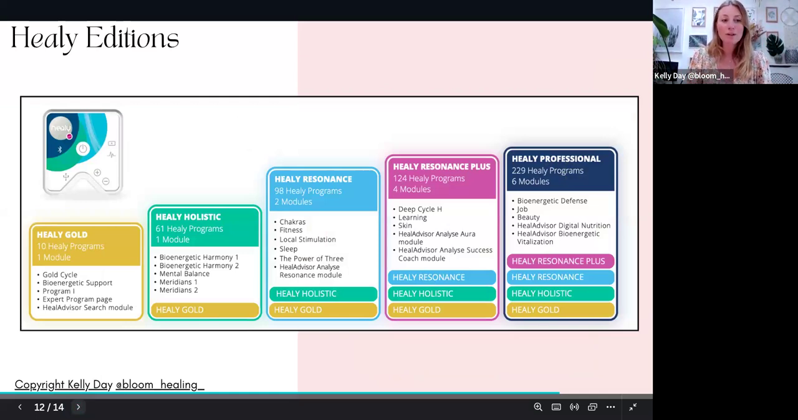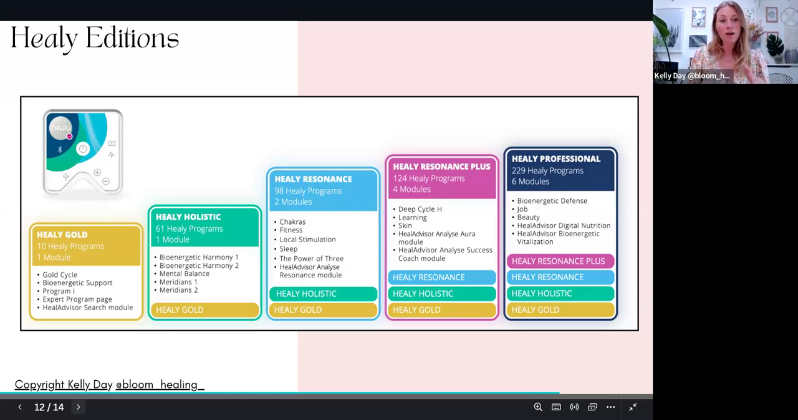bioenergetic support, and then you have the search app that you can do as well. The Healy Holistic comes with the gold cycle plus bioenergetic harmony 2, mental balance, meridians 1 and meridians 2. I don't really know of anyone that's bought those two because they don't come with the features that make Healy really stand out.